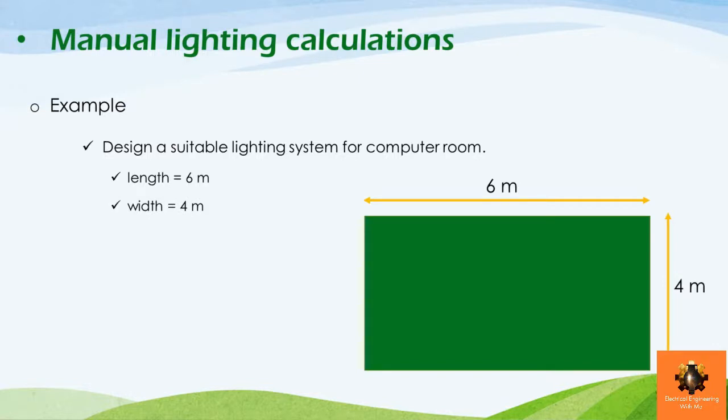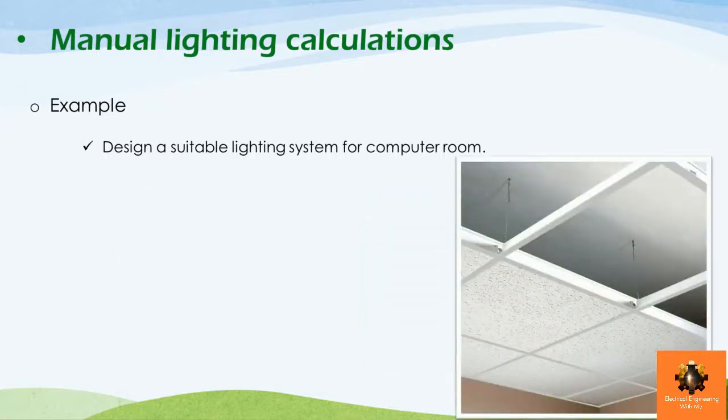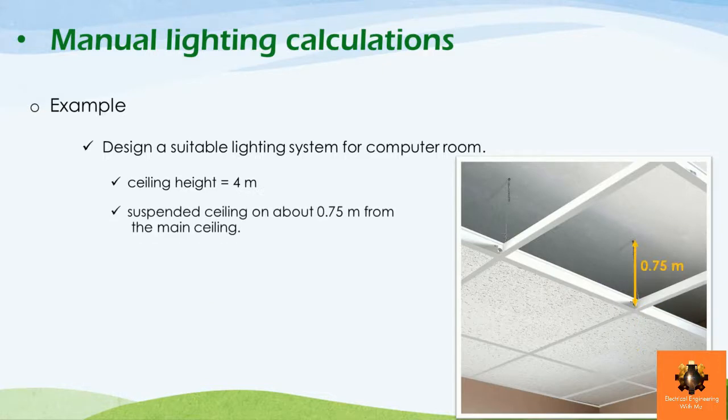So we can calculate the room area easily to be 6 times 4, which is 24 meters squared. Hence we will substitute in the luminaires equation with 24 instead of the area to get the total number of luminaires. Very good. After that, for the height of the room, we knew that the total height of the room is 4 meters, but we have a suspended ceiling about 0.75 meter from the main concrete ceiling. Hence, the height of the suspended ceiling will be 4 minus 0.75, which is 3.25 meters.